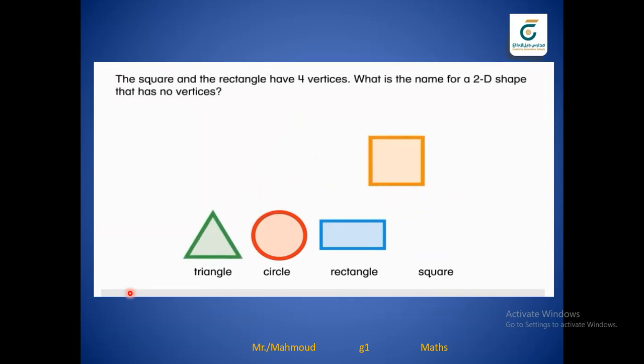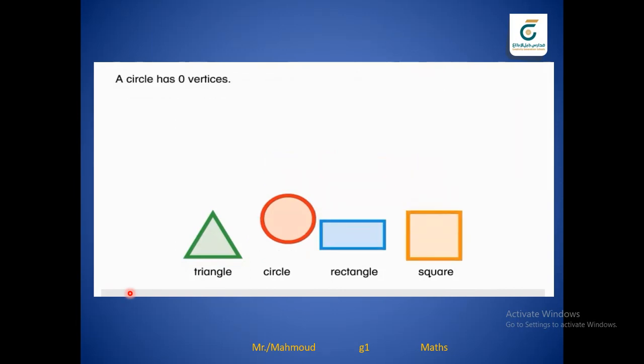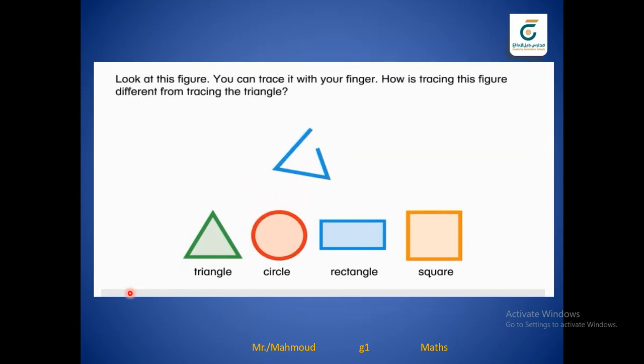The square and the rectangle have 4 vertices. What is the name for a 2D shape that has no vertices? A circle has 0 vertices. Look at this figure. You can even trace it with your finger.